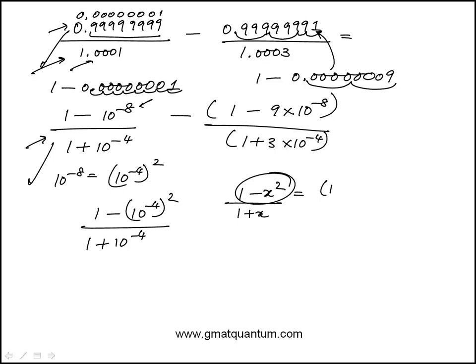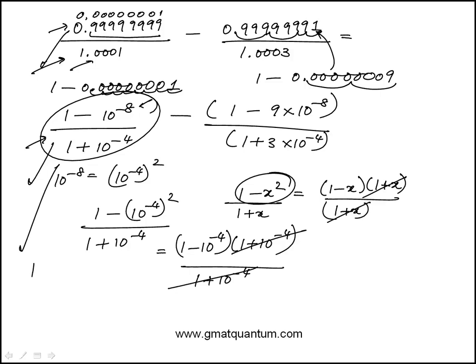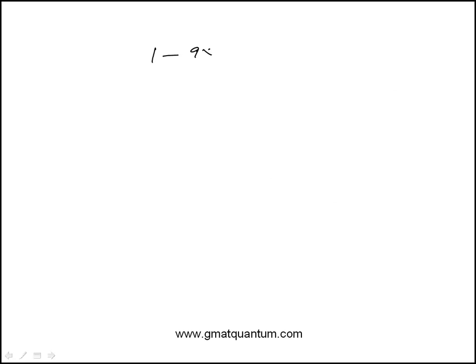And this can be written using the difference of squares as 1 minus x times 1 plus x over 1 plus x. So those two cancel out. This is really the same as 1 minus 10 to the minus 4, times 1 plus 10 to the minus 4, over 1 plus 10 to the minus 4. So that simplifies. So this term here is 1 minus 10 to the minus 4. Now this piece, you can actually apply the difference of squares there as well, and the explanation in the official guide didn't do that.